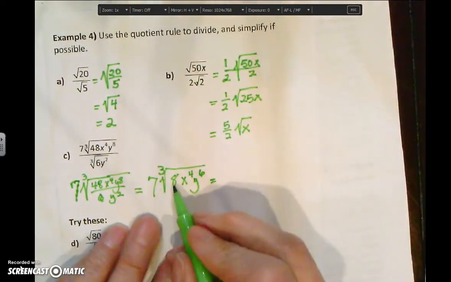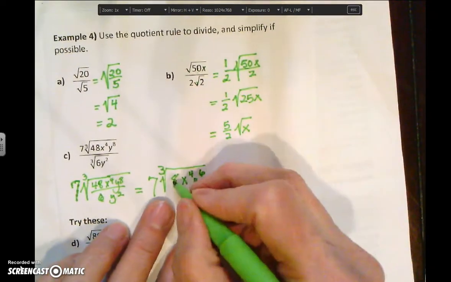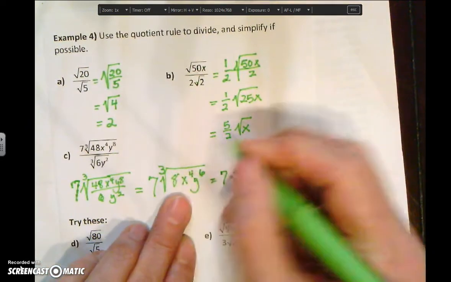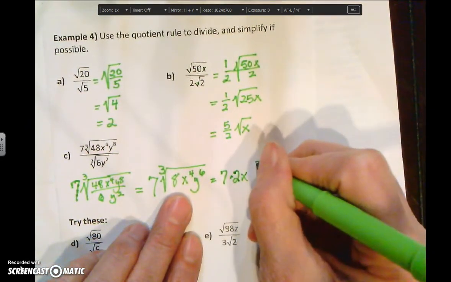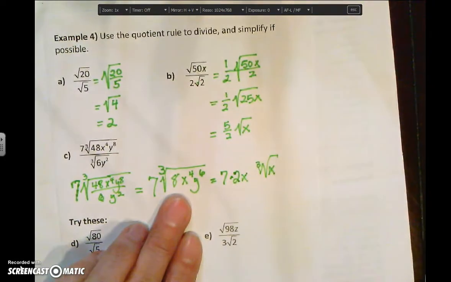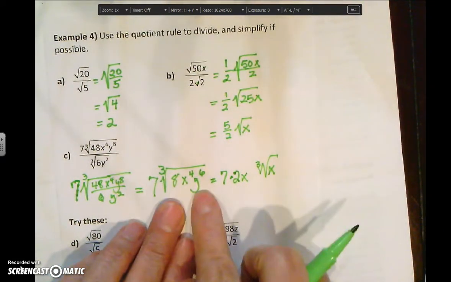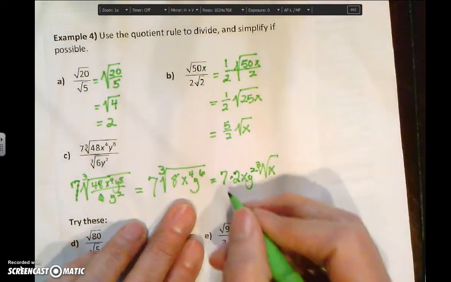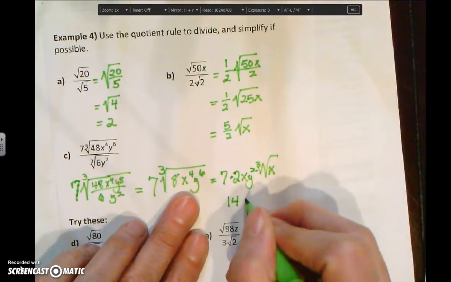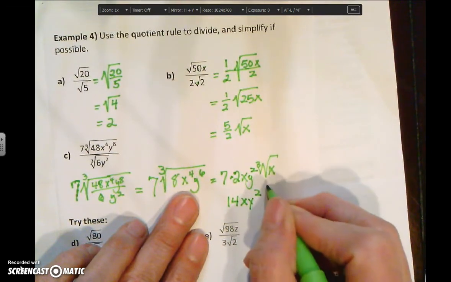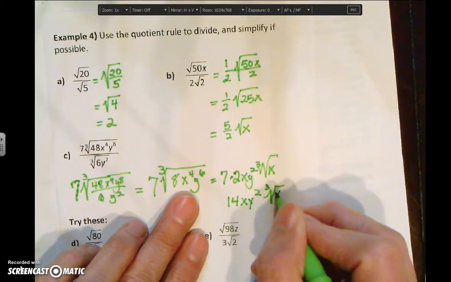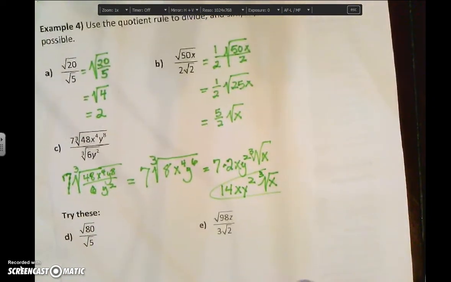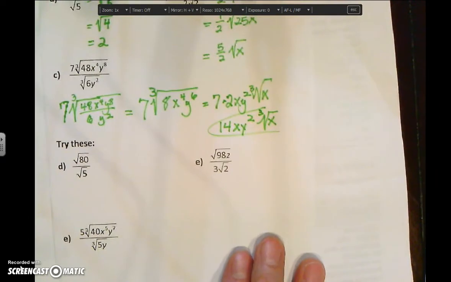So then I'm going to have a 7. Cube root of 8 is 2. Cube root of x to the 4th is x with 1 left over. And the cube root of y to the 6th gives me y squared right there. So 7 times 2 is 14x y squared cube root of x for my final answer on that. And now try these last 3 problems.